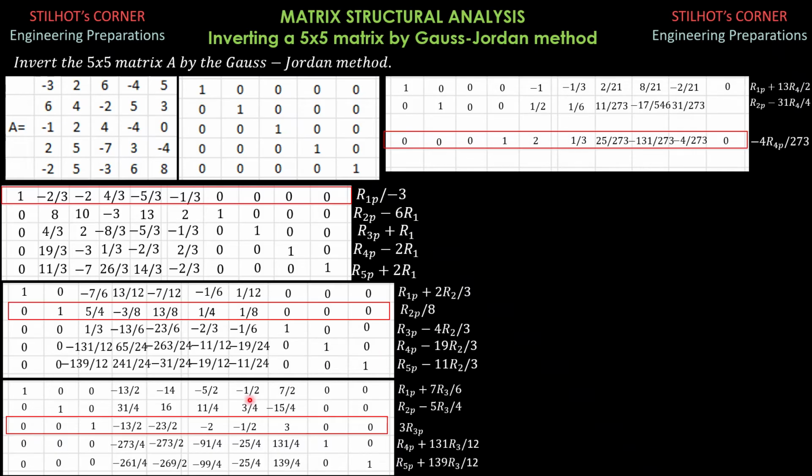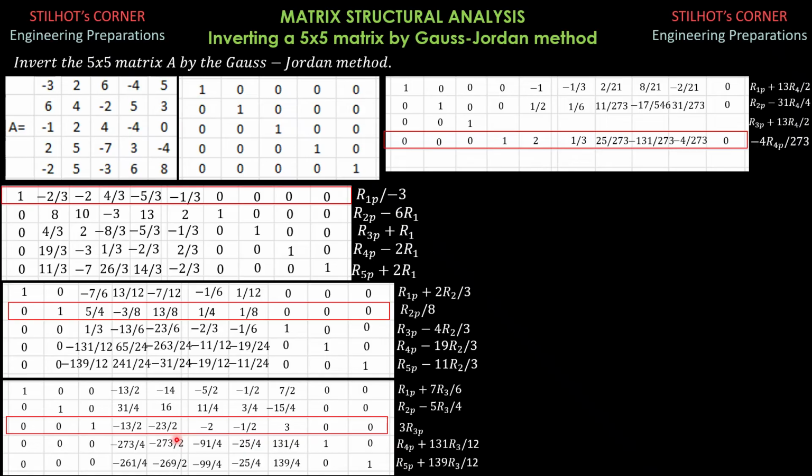Then for row 3, this is negative 13 over 2. Let's make this 0, so it should be row 3 previous plus 13 over 2 of row 4. So that this becomes 0, 0, 1, 0. Then negative 23 over 2 plus 13 over 2 of 2. So that's 3 halves.